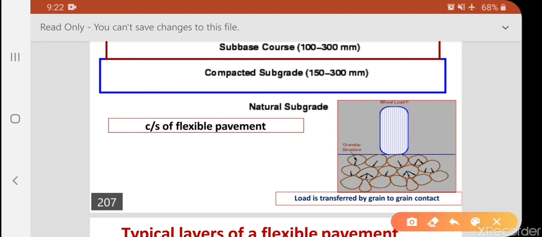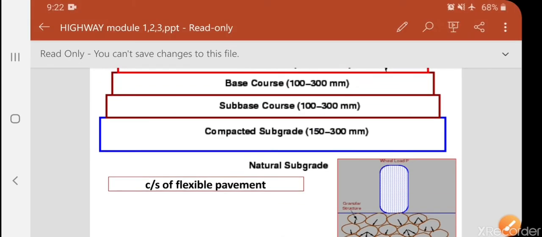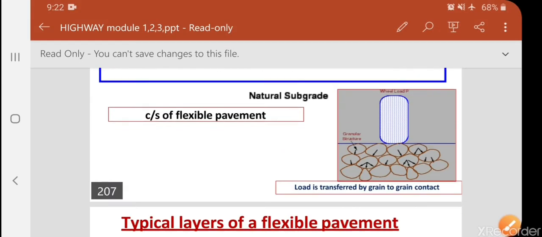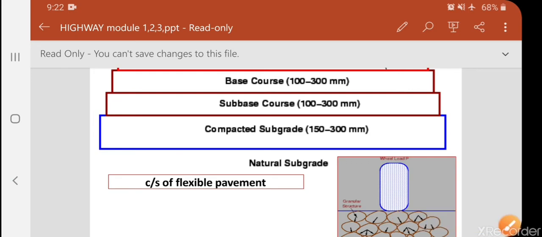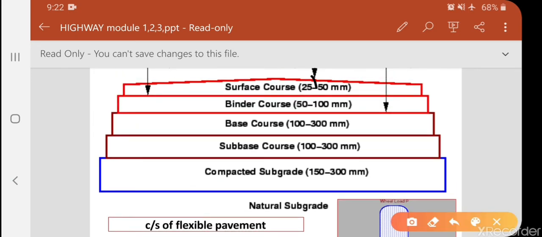See here, these are the compacted subgrades, granular structure materials. This will be our wheel load P. The load will be distributed from the surface course to the binder course, to the base course, to the sub base course, and the last one is the compacted subgrade.